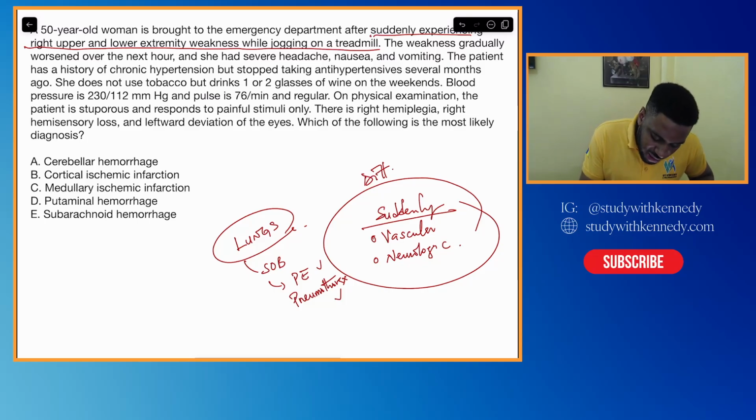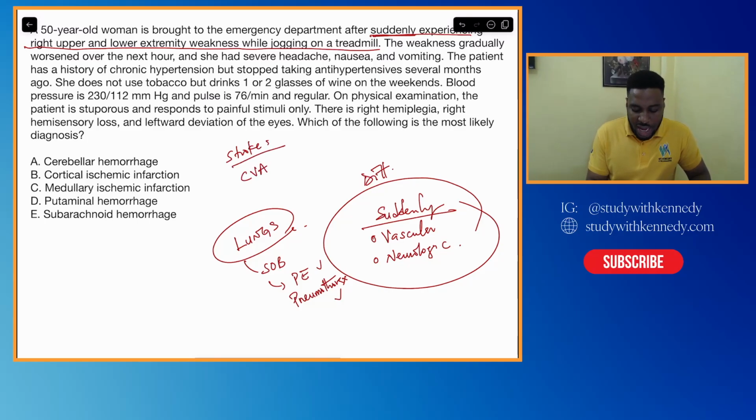So when you read this and you go, suddenly experiencing right upper and lower extremity weakness while jogging on a treadmill, you already have an idea what is going on here, and I'm sure a lot of you came up with stroke or cerebrovascular accident. Congratulations if you got that right.